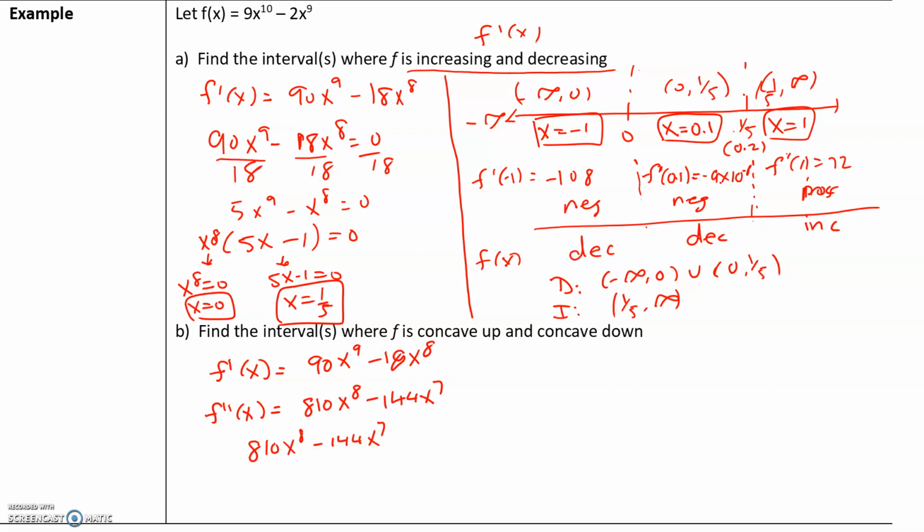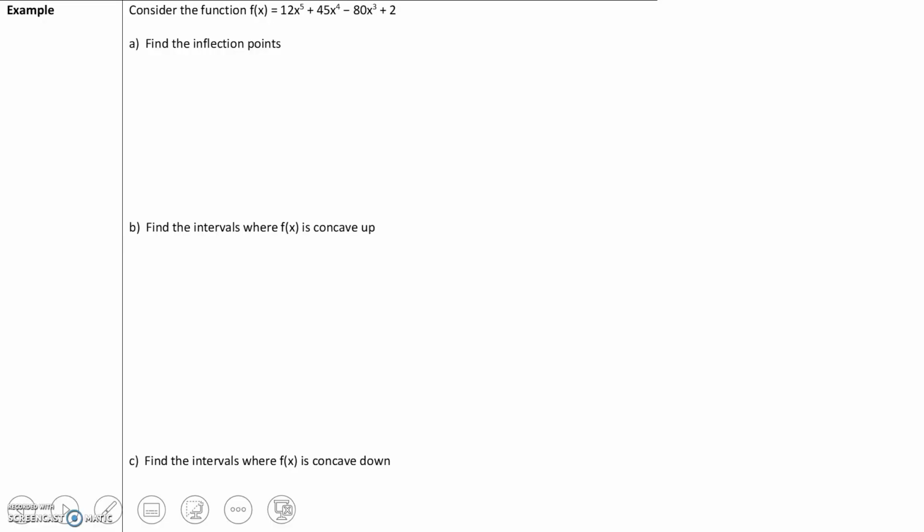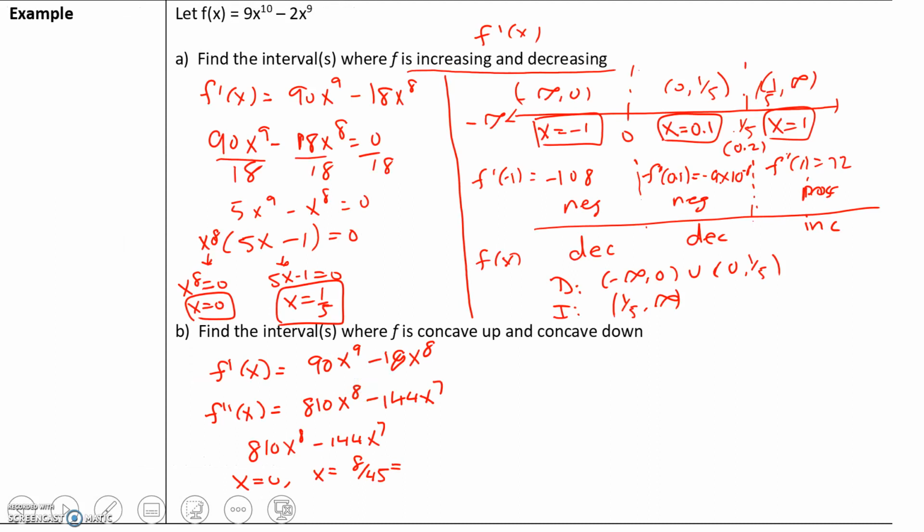Now I'm running out of time, so I'm going to skip a couple steps, but you would factor out the x to the 7th, and you're going to get x equals 0, and you get x equals 8 over 45, which is going to be 0.1778. So these become your inflection points. So we got 0 and we got 8/45.